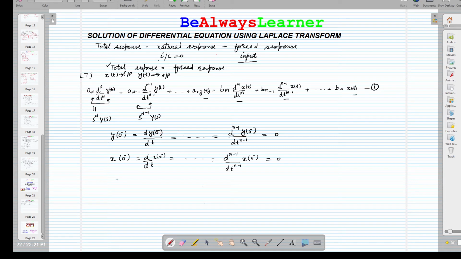Now we can apply the Laplace transform on this equation number 1. So after applying the Laplace transform on equation 1. So what is equation 1?